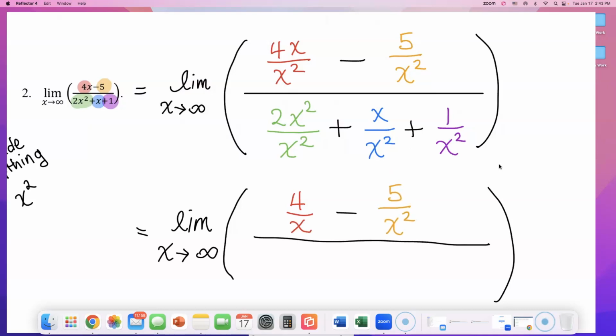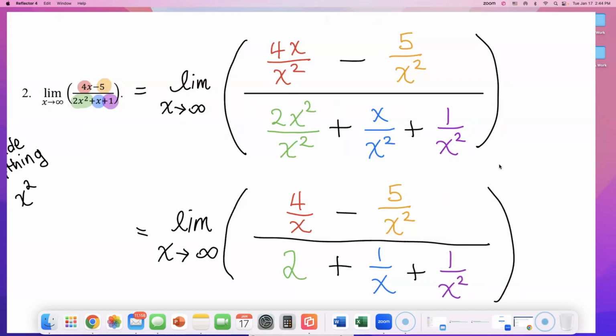All right. What about this green one in the bottom? 2x squared divided by x squared. That's going to be 2. And then I will have plus. Now look at the blue one for me. You have x divided by x squared. The bottom has one more x, so this will turn into 1 over x. And the purple one cannot be simplified any further, so I'm just going to copy this down.